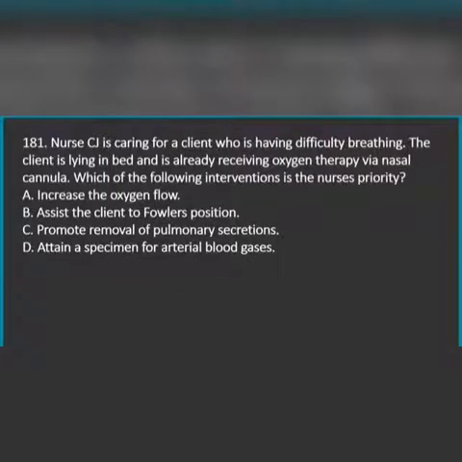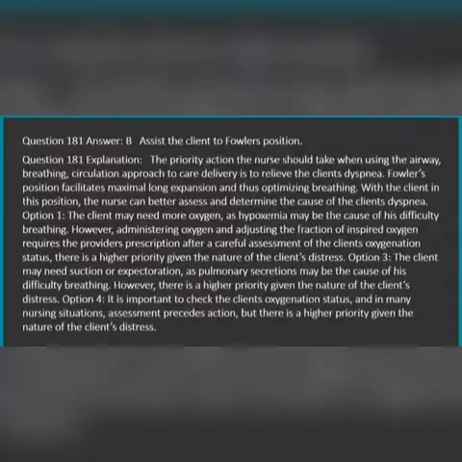Question 181. Nurse CJ is caring for a client who is having difficulty breathing. The client is lying in bed and is already receiving oxygen therapy via nasal cannula. Which of the following interventions is the nurse's priority? A. Increase the oxygen flow. B. Assist the client to Fowler's position. C. Promote removal of pulmonary secretions. D. Attain a specimen for arterial blood gases. Question 181. Answer: B. Assist the client to Fowler's position.